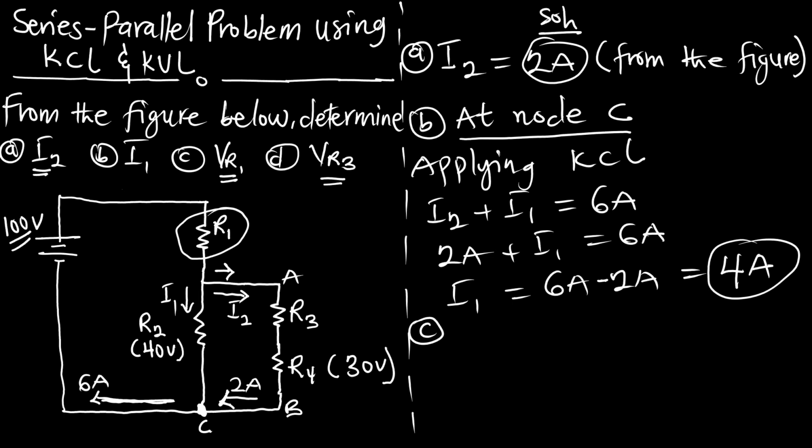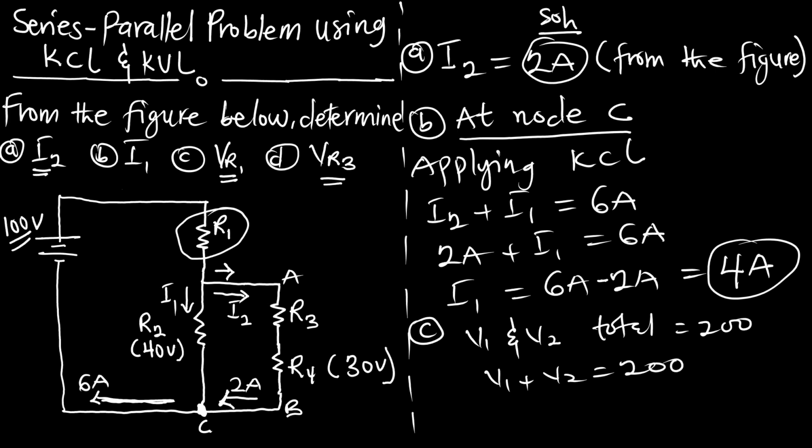Now, if resistors are in series to each other, what do we know? We know that the voltage is the sum of them. If we have two resistors, say V1 and V2, and the total voltage is, say, 200, therefore our V1 plus V2 should be equal to 200 if they are in series. Now we remember that. Let's apply that idea to the diagram and see how best we can solve this.